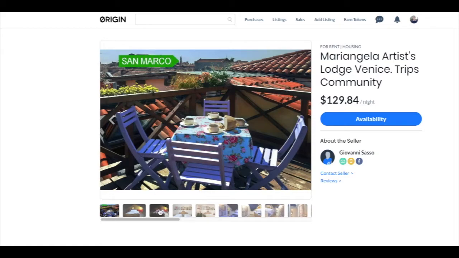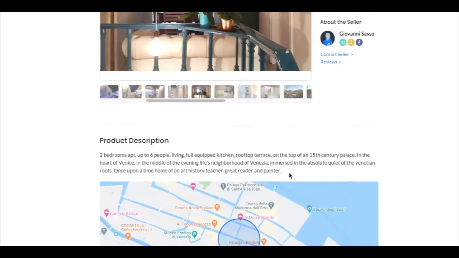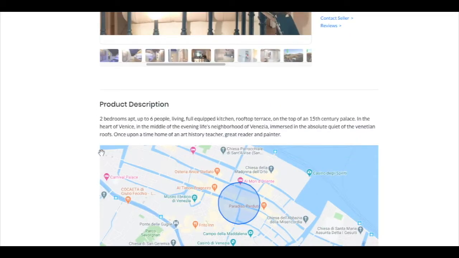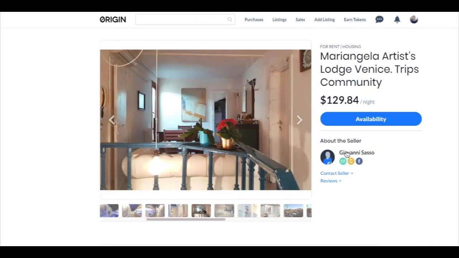So that's the apartment. We can see a few pictures. There you are. We go down, there's a description and a map. The owner is Giovanni Sasso. He's verified with email, phone number, and Facebook. And okay, let's see the availability.